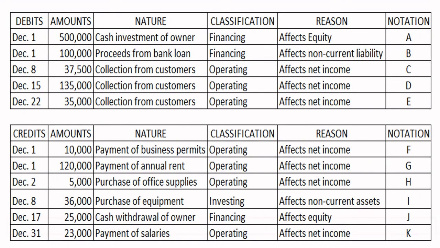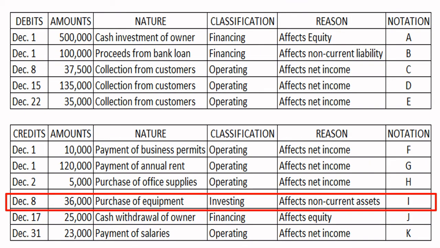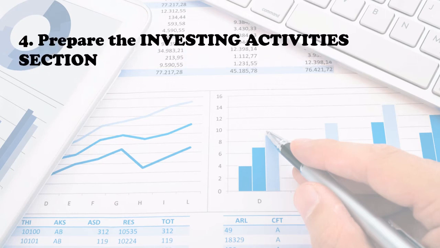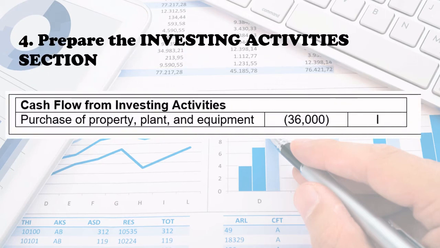Based on this analysis, makikita natin na isa lang yung investing activity at yun ay yung purchase of equipment. From there, we can prepare the investing activities section. Lagay lang natin purchase of property, plant, and equipment. Amount is 36,000. Again, naka-enclosed in parentheses kasi yun ay kabawasan sa cash.